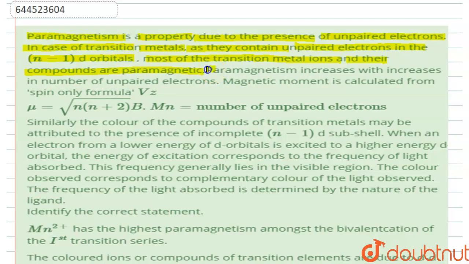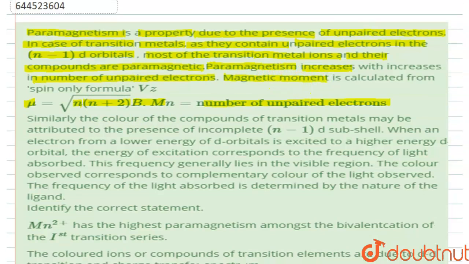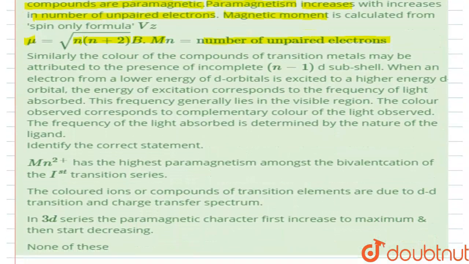Now they are also adding that paramagnetism increases with the increase in the number of unpaired electrons that we can see just by looking at this formula of magnetic moment. So mu is equal to under root n into n plus 2 Bohr magneton, where n is the number of unpaired electrons, right? Now, just by looking at this formula itself, we can say that if n will increase, then magnetic moment will increase, and eventually the paramagnetic property of the ion or the compound will increase, right?